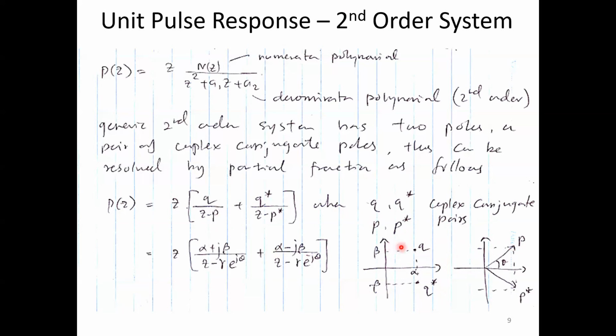So you can see q and q star in algebraic form, alpha and beta. Alpha is the real part, beta is the imaginary part. And here p and p star are in polar coordinate format, r e to the j theta and r e to the minus j theta. So this is r and this is the angle theta.